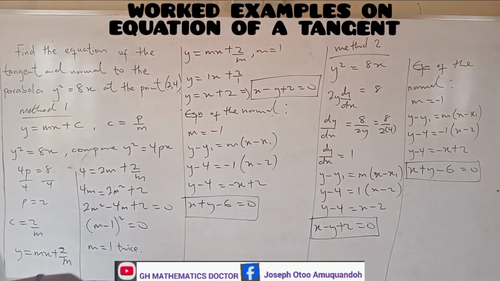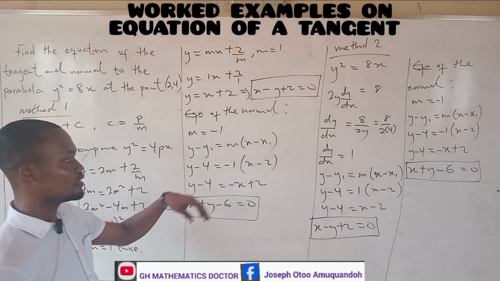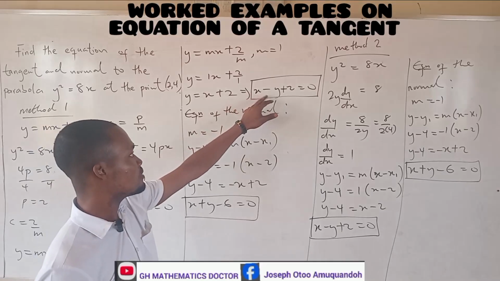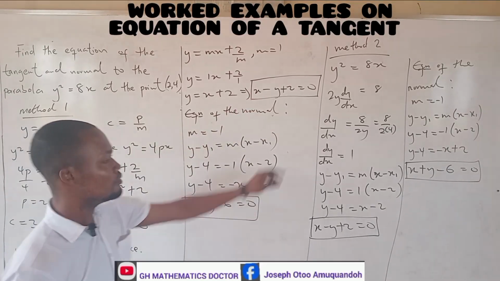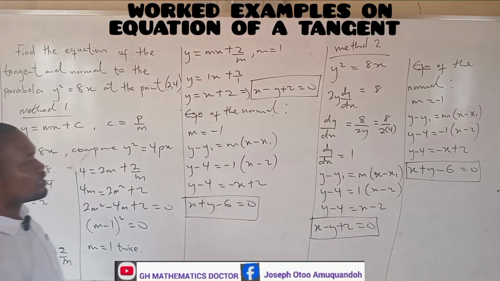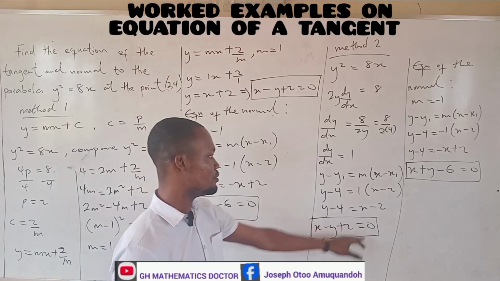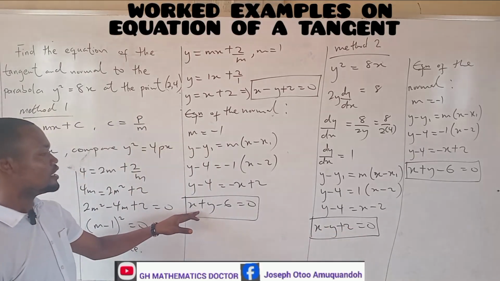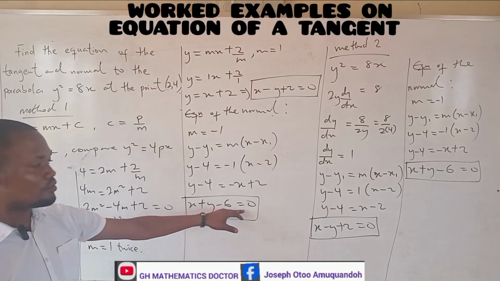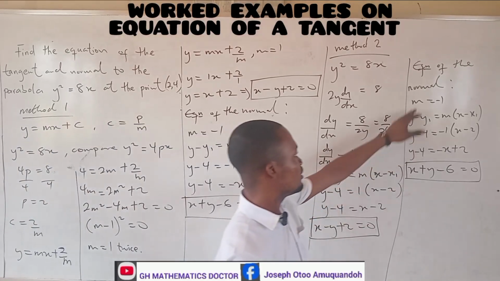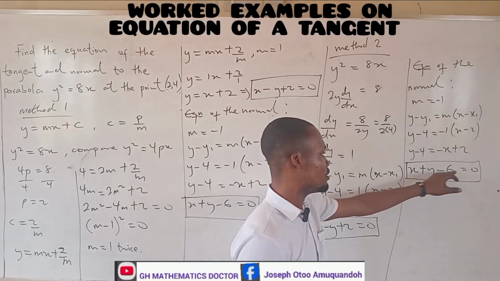So if you compare the two methods, for the first method, the equation of the tangent was x minus y plus 2 equal to 0. And for the second method, the equation of the tangent was also the same, x minus y plus 2 equal to 0. Then the equation of the normal for the first method is x plus y minus 6 equal to 0, and the equation of the normal for the second method is also x plus y minus 6 equal to 0.